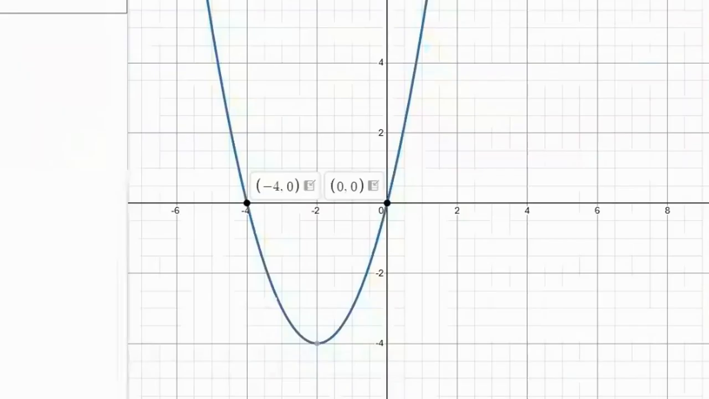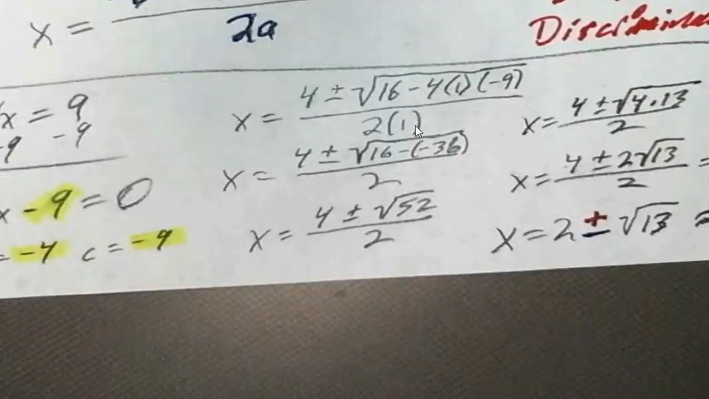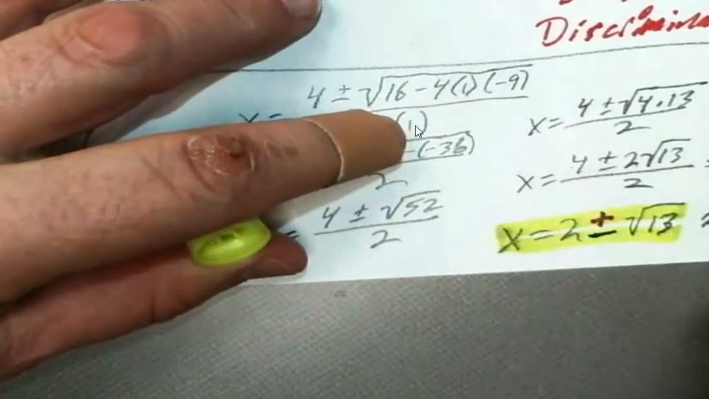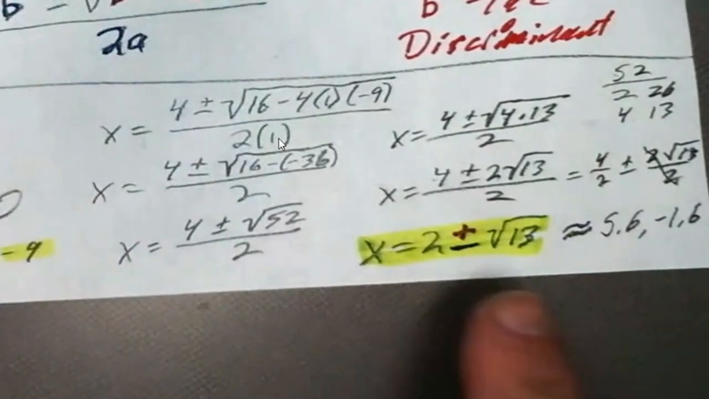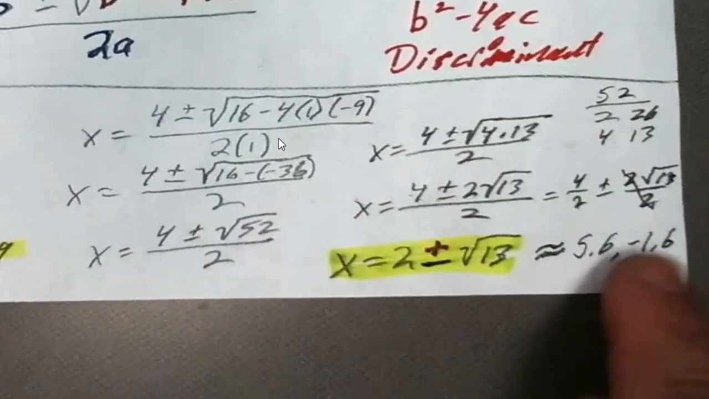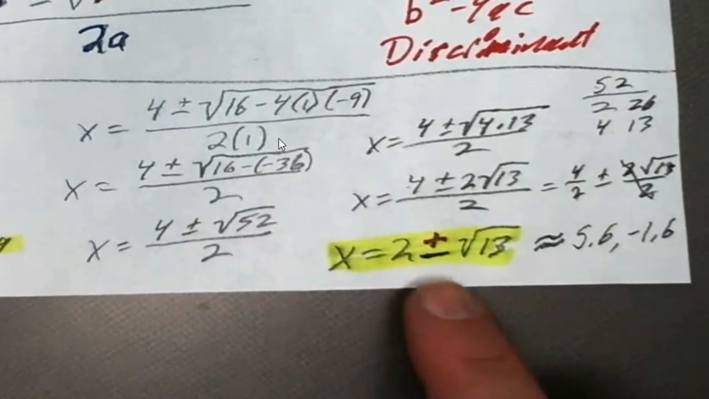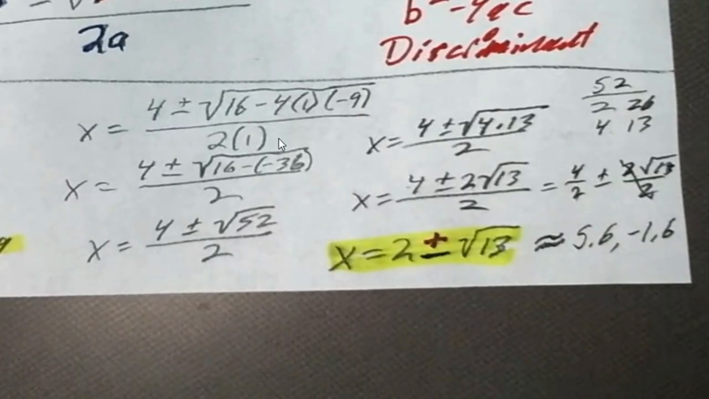Graphing would not show us the exact answer. If it says give the exact answer, that is this. This is the exact answer. That is the true answer. This is an estimate because it's rounded. This is the answer you want to give: 2 plus the square root of 13, 2 minus the square root of 13.